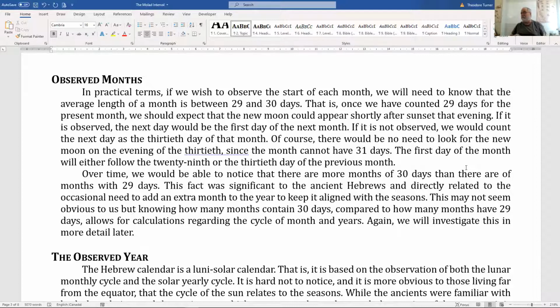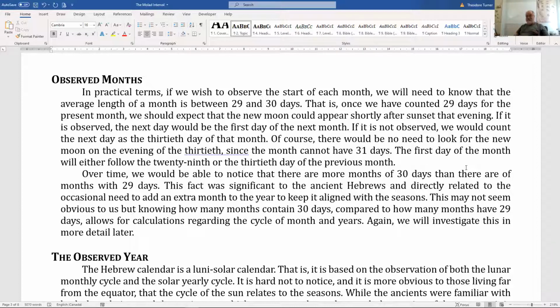So the first day of the month will follow either the 29th or the 30th day of the previous month. Now, if you kept doing this over time, you'd notice that there are more 30-day months than there are 29-day months. So what would that tell you? That the average is above half, so above 29.5. Yeah, so it's more than 29. The average month is going to be more than 29 and a half days long, right?